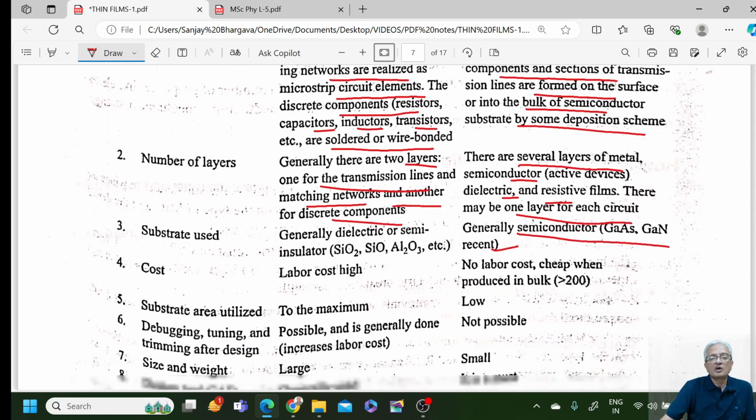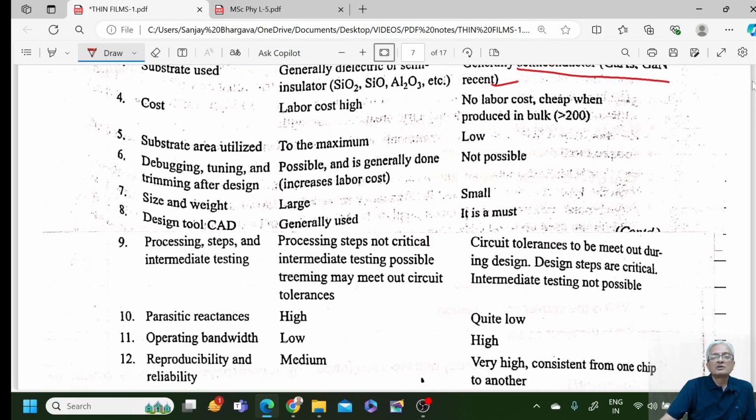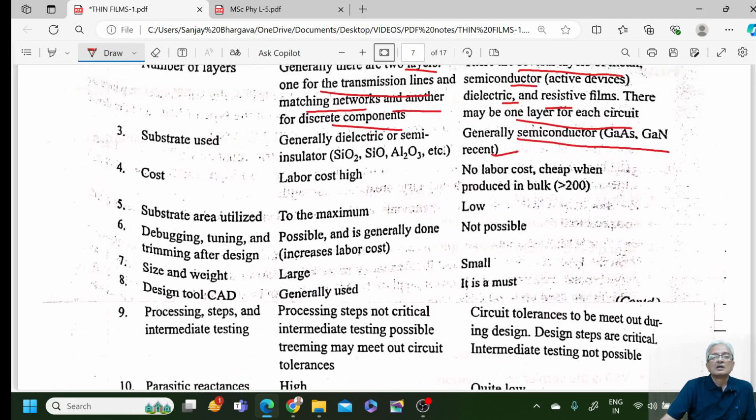Now let us compare the cost factor. If I compare the substrate, here it is SiO2, SiO, Al2O3, and in this case gallium arsenide and gallium nitride. When I compare the cost, the labor cost is very high, while here, since they are produced in bulk, the labor cost is relatively small. How much substrate area we utilized? To the maximum, and here the substrate area utilized is less.